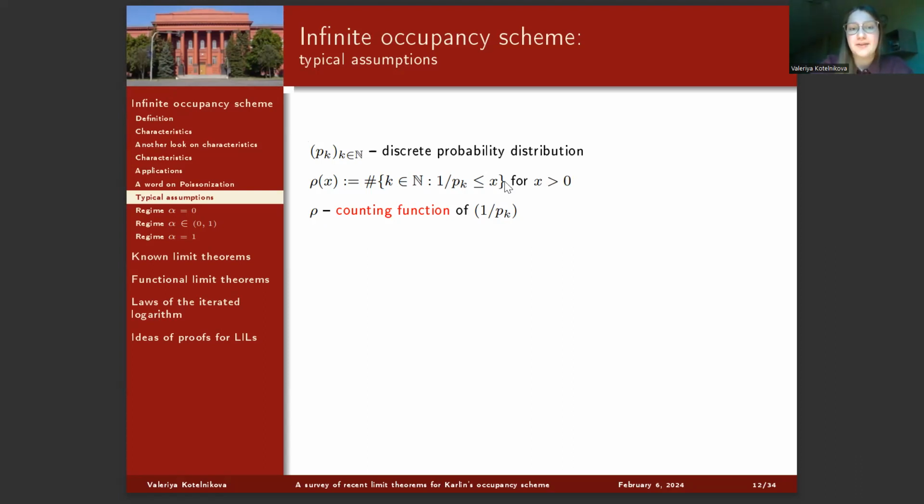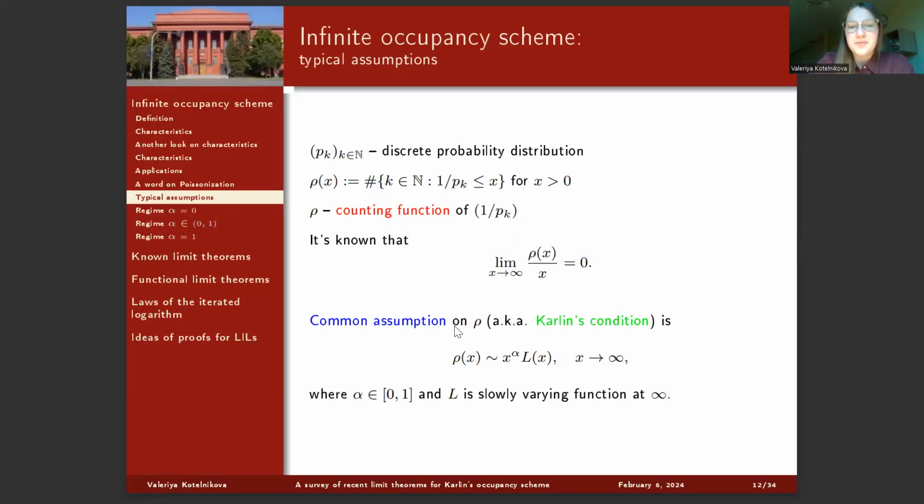Let's look at the behavior of this counting function at infinity. When x tends to infinity, we just need to find the number of such k's that 1 over pk doesn't exceed some large number. So the number of such indices also tends to infinity. However, it is known, and it's just an exercise from analysis, that this counting function diverges to infinity slower than x.